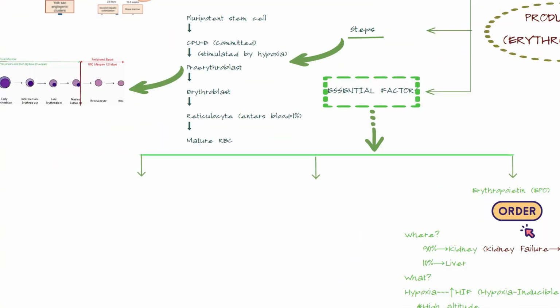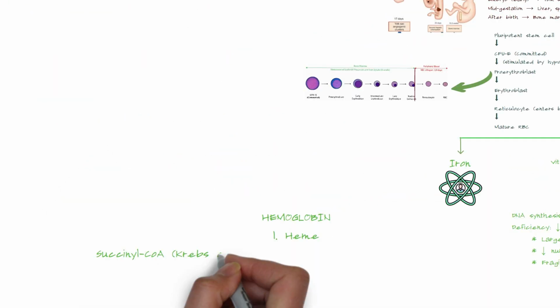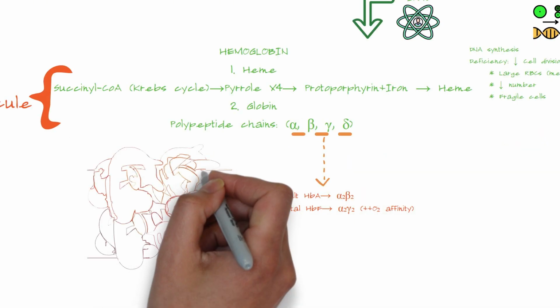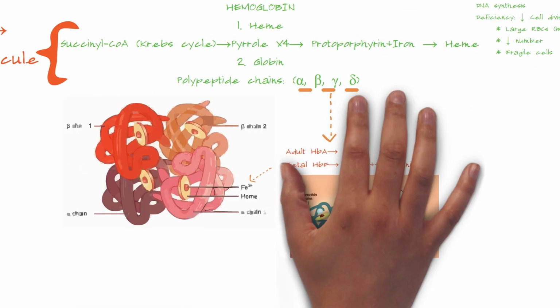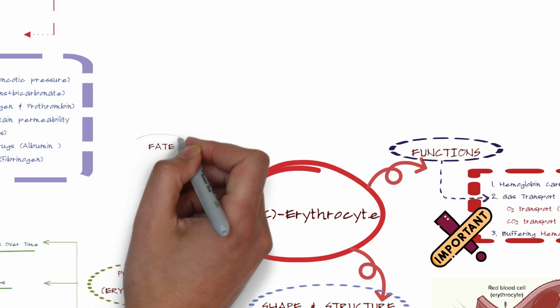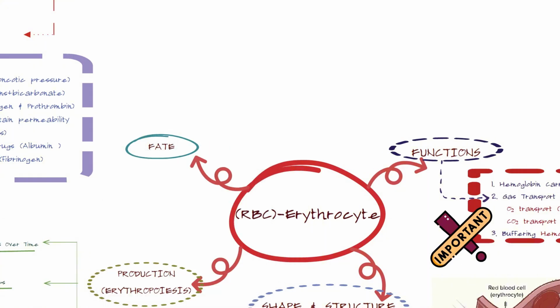For iron metabolism, we discussed absorption in the small intestine, transport by transferrin, and storage in the liver, mainly as ferritin or hemosiderin. The fate of the RBCs: after 120 days, the RBCs are destroyed in the spleen and liver. The breakdown results in the globin, which is recycled, iron recycled, and protoporphyrin converted to bilirubin, excreted in the bile.